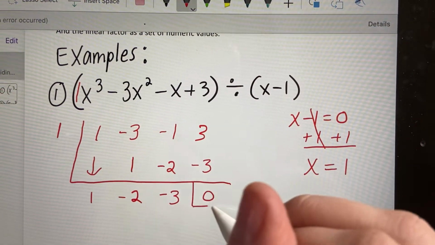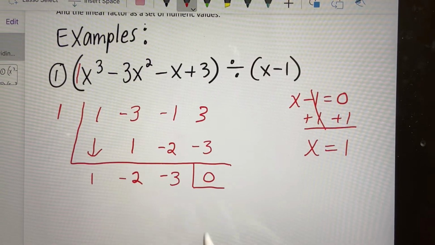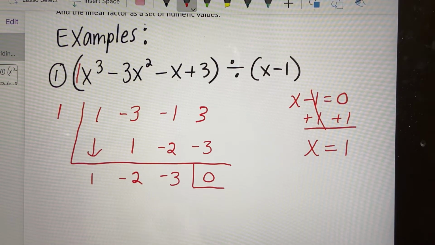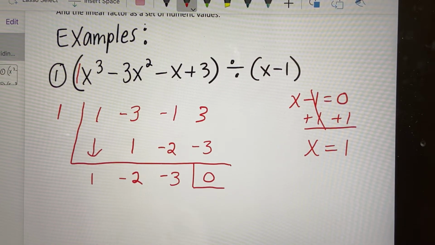And I always put a box around that last number so I know that's the end. And if I would get any number other than 0 in that box, that means it's a remainder. But because I did get 0, that means there's no remainder here.